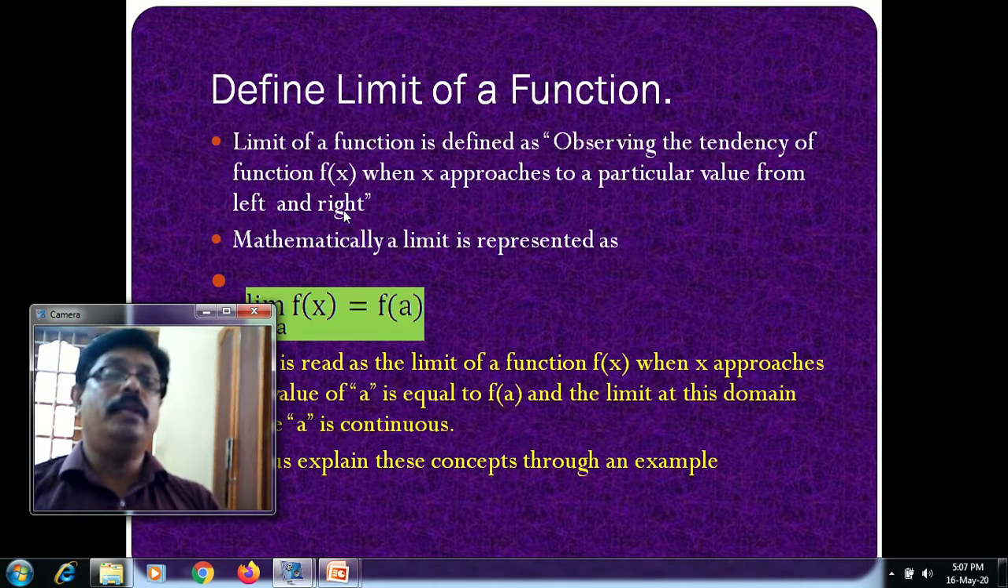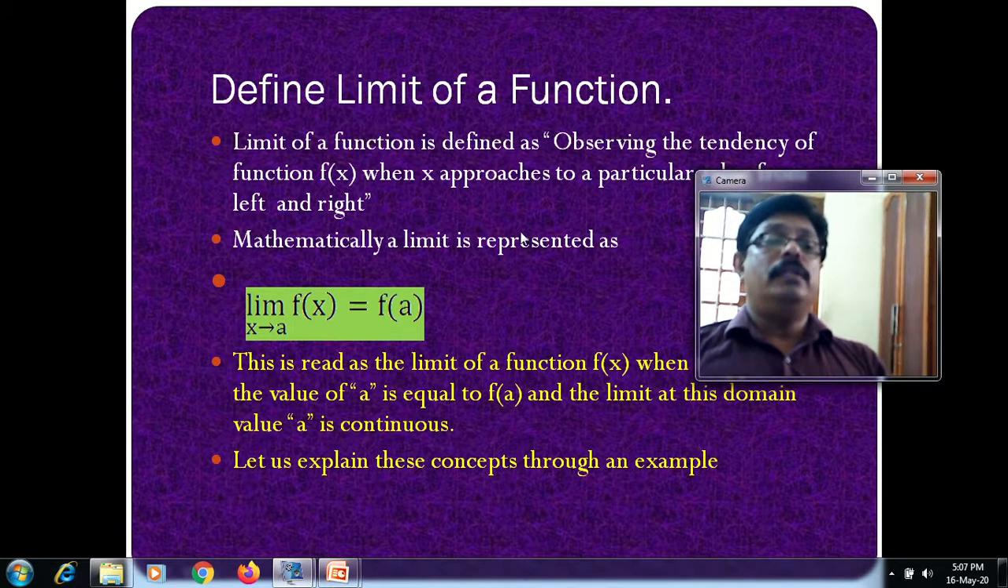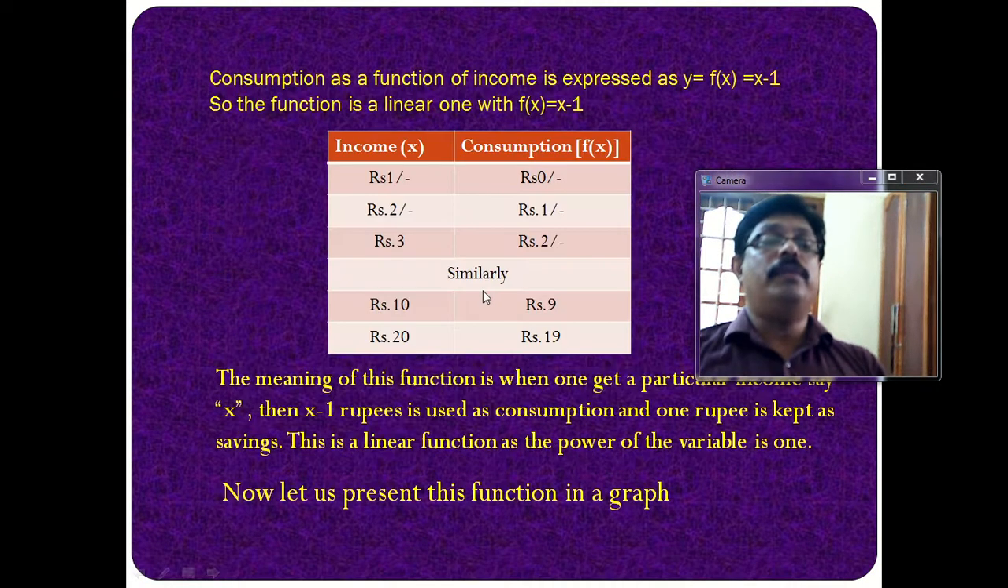For example, you are taking income and consumption. So when the income is 10,000, what is the consumption? So you are observing the tendency of a function when x approaches a particular value from left to right. Mathematically, this is the way we express the limit: limit of f of x when x tends to a is equal to f of a or not. So let us explain this concept with the help of an example.